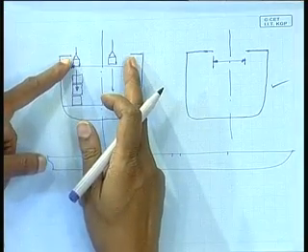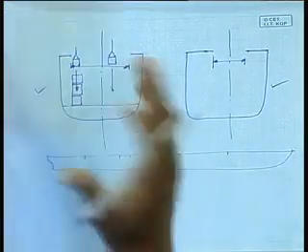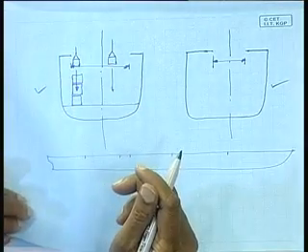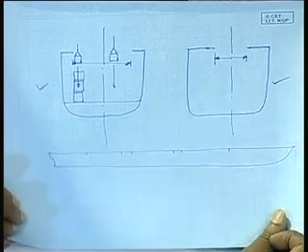Because the deck plating is so small compared to the entire breadth of the ship, it does not have much strength. So you will have to provide for adequate strengthening against torsional deformation. So that is what is the torsional strength requirement.